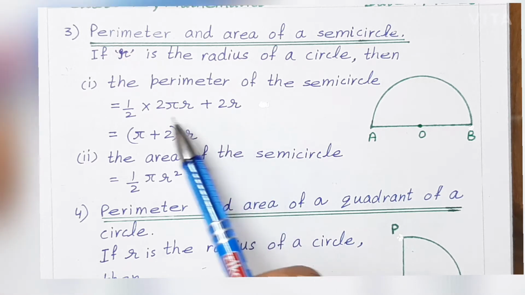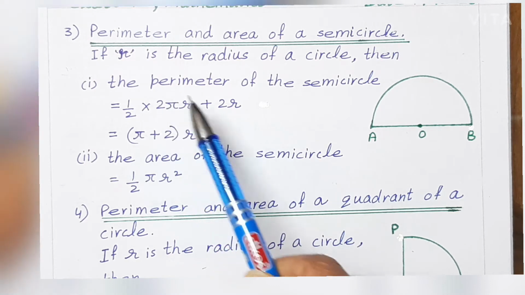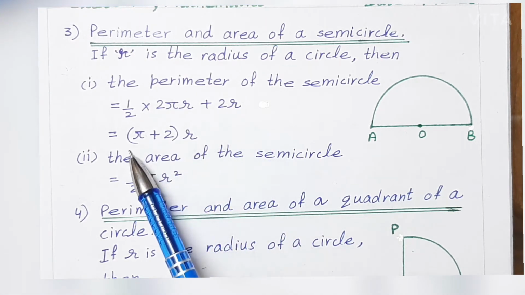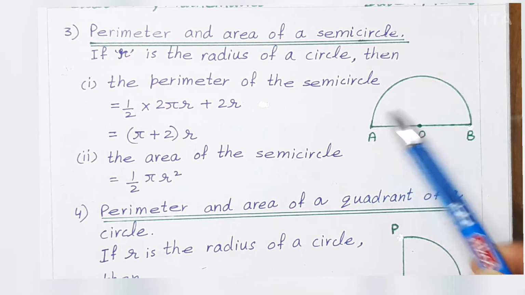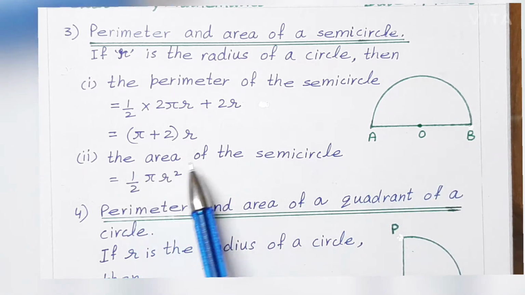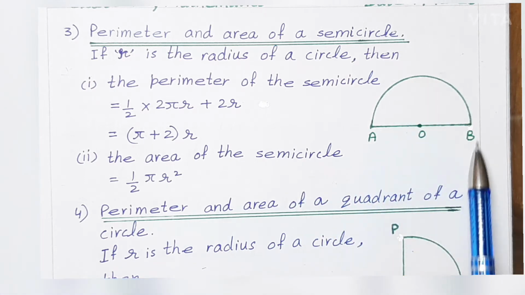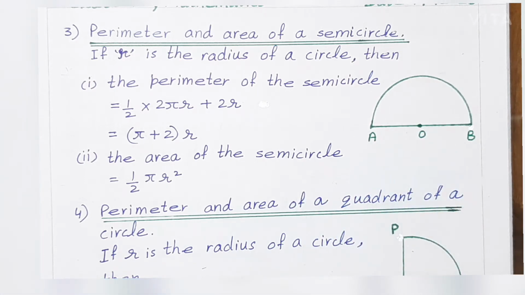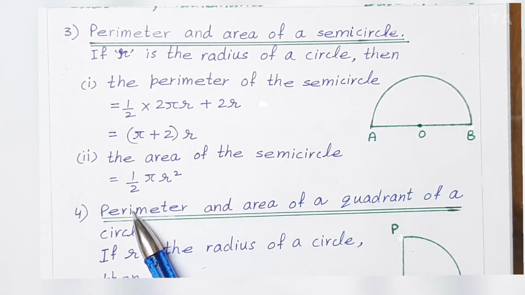Clear? So, you can take r common. This 2 and 2 will get cancelled. r is common. So, it is pi plus 2 times r. So, basically it is half of the circumference of a circle plus diameter. Clear? Now, area of semicircle is, now children, you know that what is area of a circle? Area of a complete circle is pi r square. And for semicircle, it is half pi r square.